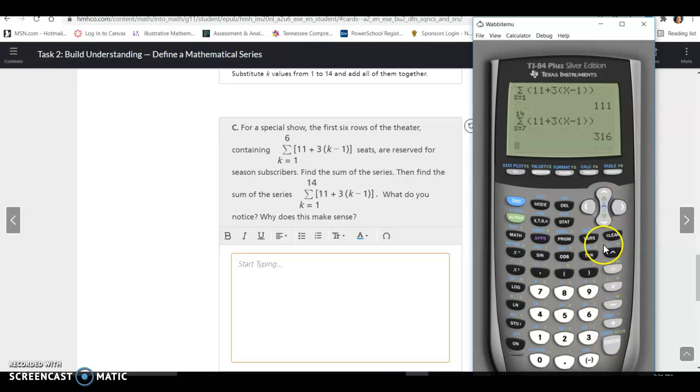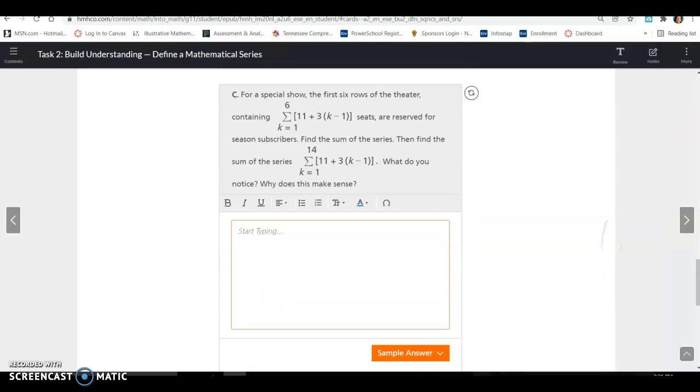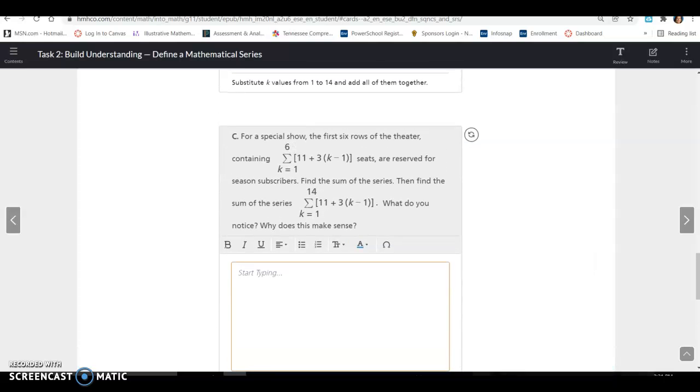All right, and you can see that 316 and 111 give you 427, and 427 is the number of seats that we found before. So yes, it does make sense. All right, that's all for task 2. If you have any questions, let me know.